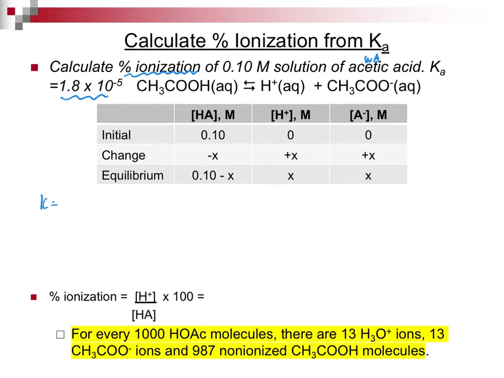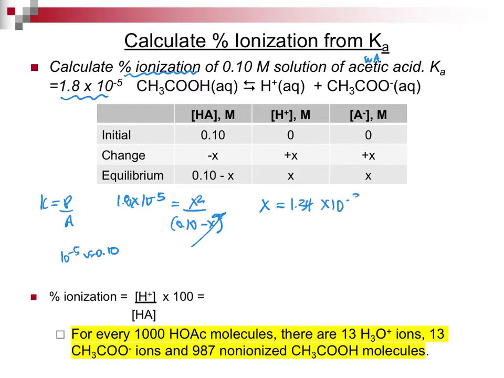Well, remember, K is still products over reactants. What we have is 1.8 times 10 to the minus 5. That is our K. We have X squared over 0.10 minus X. Because there is a big difference, 10 to the minus 5 versus 0.10, we can ignore that X, and we come up with a value of X equal to 1.34 times 10 to the minus 3 molar.